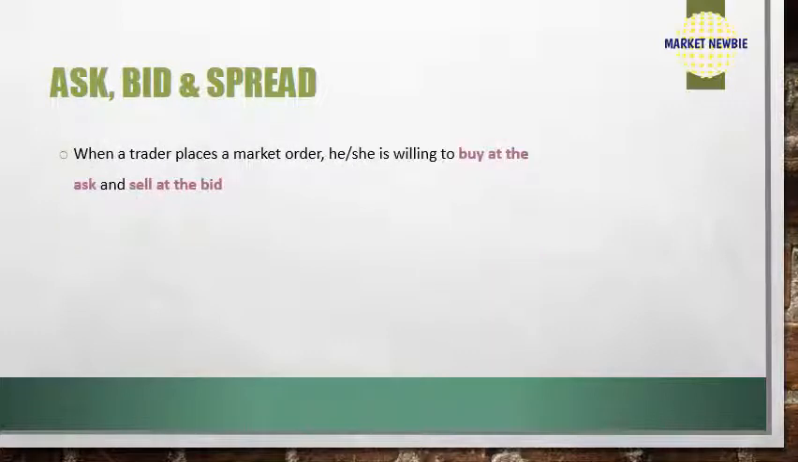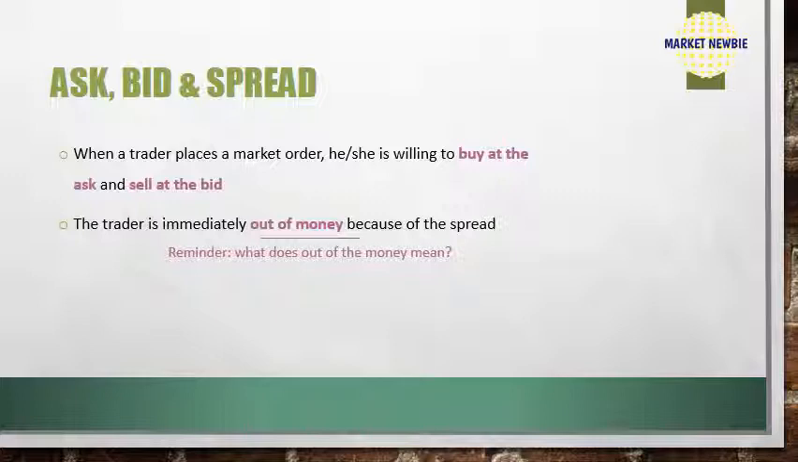When a trader places a market order, he or she is willing to buy at the ask and sell at the bid. The trader is immediately out of the money because of the spread. This is one of the reasons why we recommend using limit orders instead of market orders. Pop quiz: what does out of the money mean? If you don't know, check out our basic options videos.